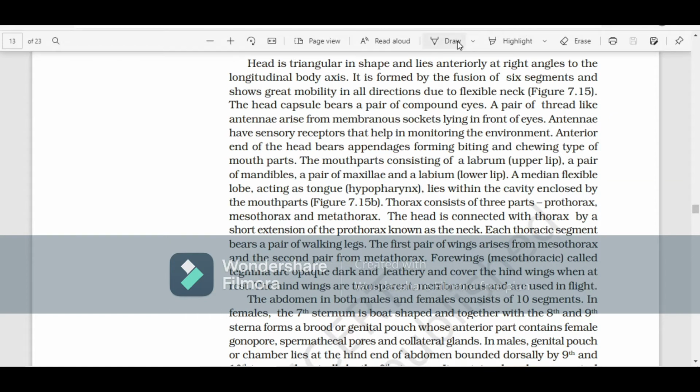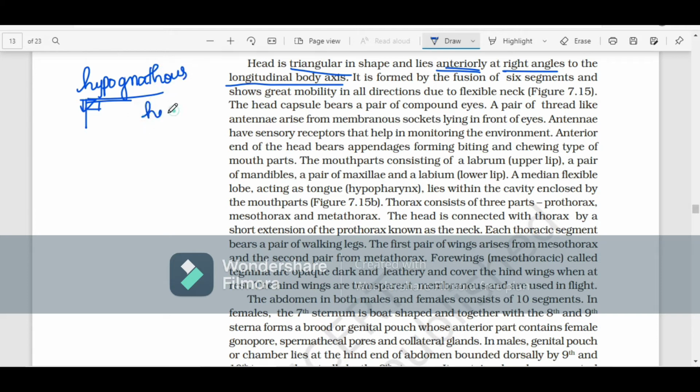So let's begin. The head is triangular in shape and lies anteriorly at right angles to the longitudinal body axis. If this is the head, it's triangular in shape and it lies on the anterior side at a right angle. This anteriorly or posteriorly is important. It lies at a right angle to the longitudinal body axis. This type of arrangement is called a hypognathous head. It has a hypognathous head.